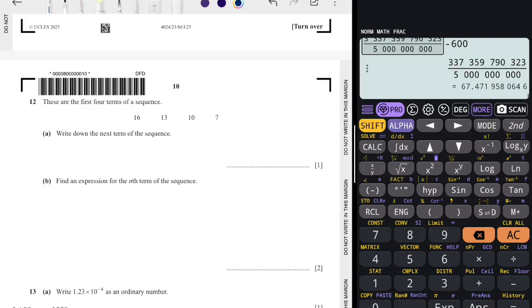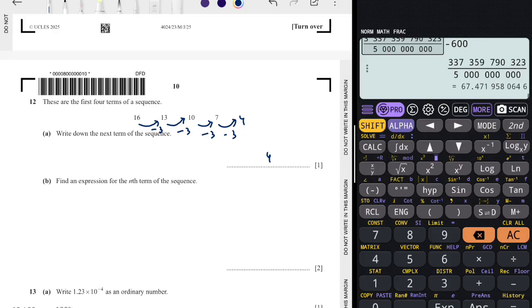These are the first 4 terms of the sequence: 16, 13, 10 and 7. Write down the next term of the sequence. If you subtract 3 from the first value, you get the next one, again minus 3 and again minus 3, then again minus 3, so it would be 4.